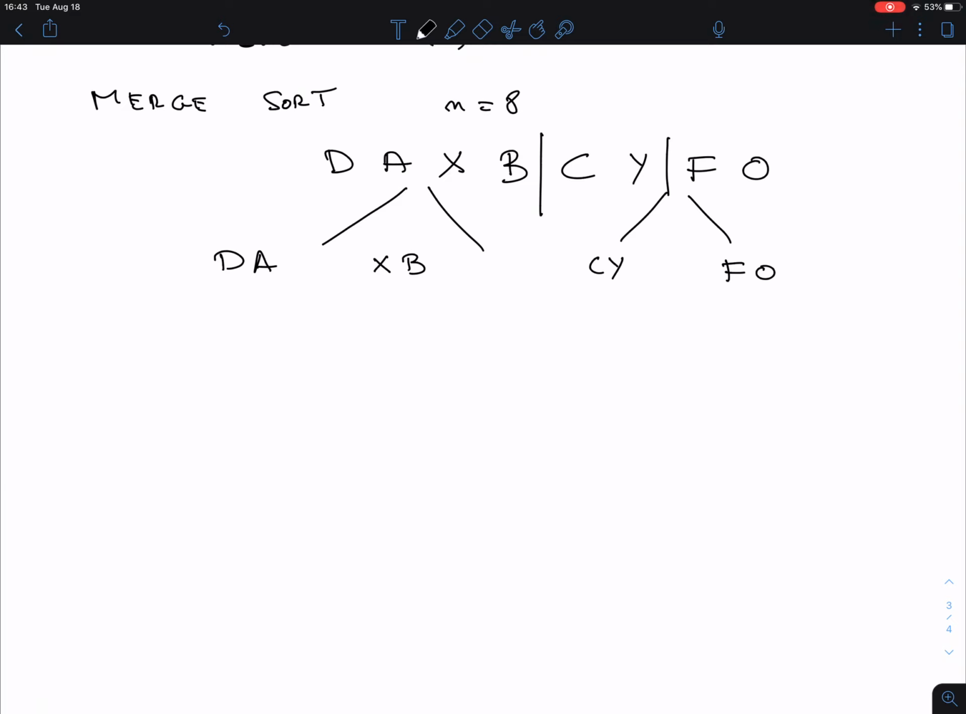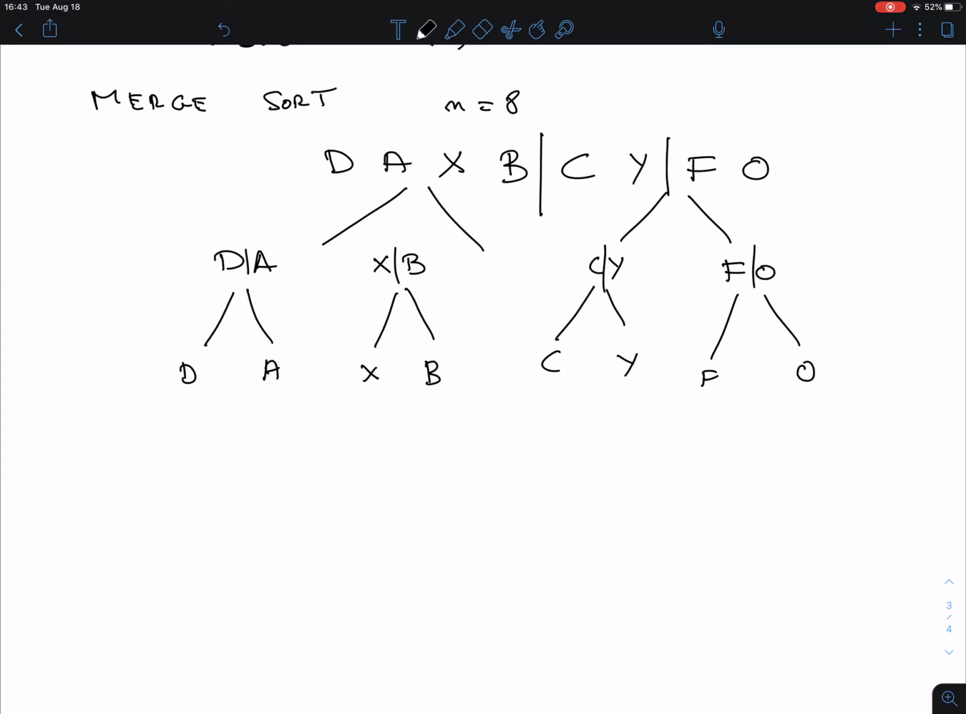And then again we would split in two. So we would have D and A. And then here we would have X and B. Here we would have C and Y. And here we would have F and O. So this is what we break down the list. And what we do then is rebuild it up.